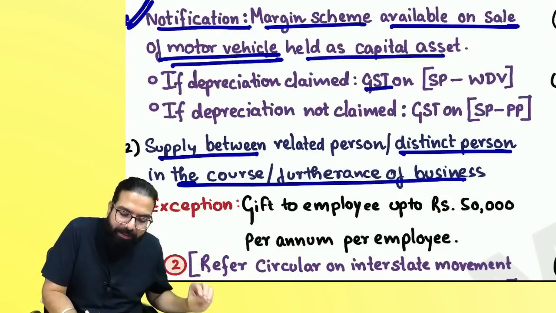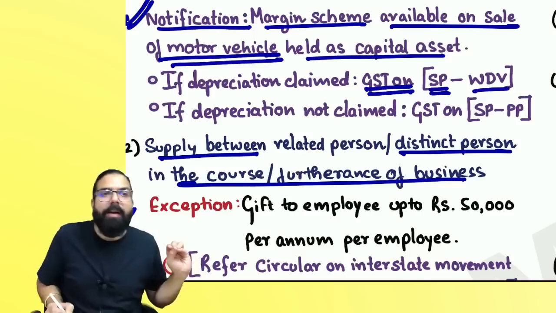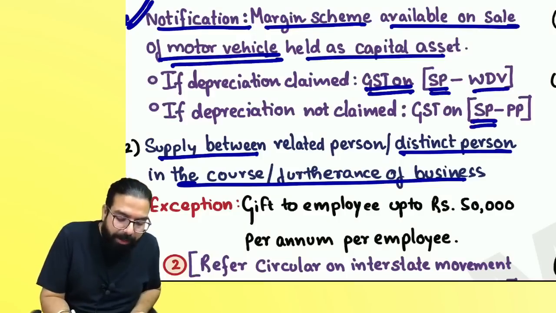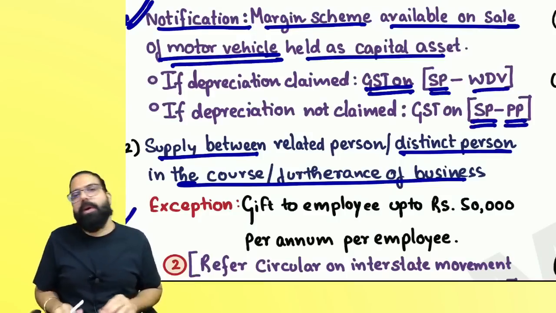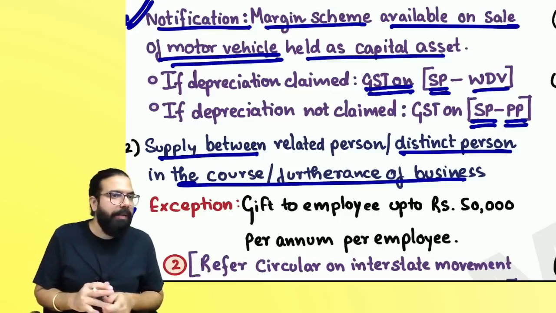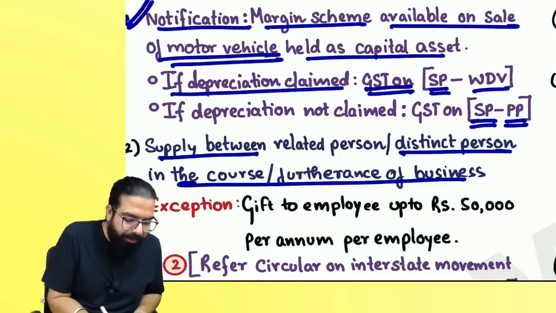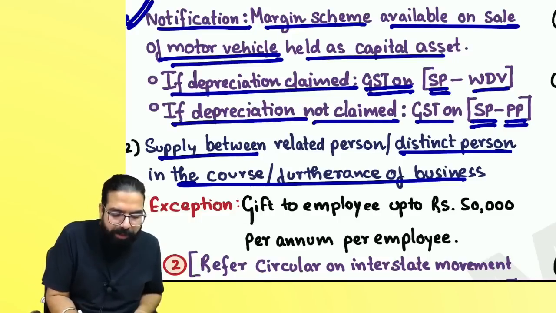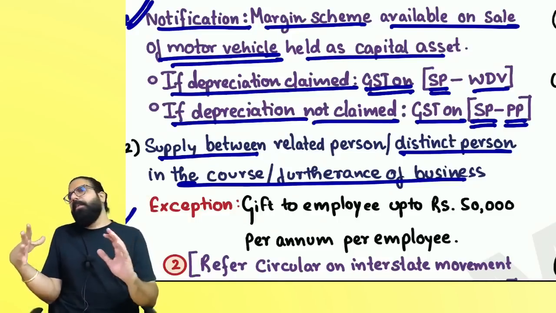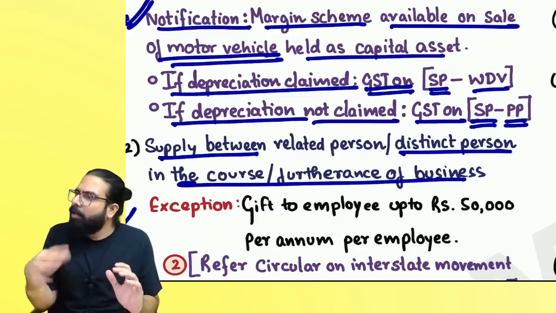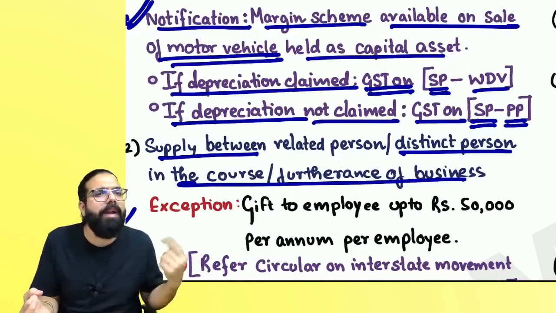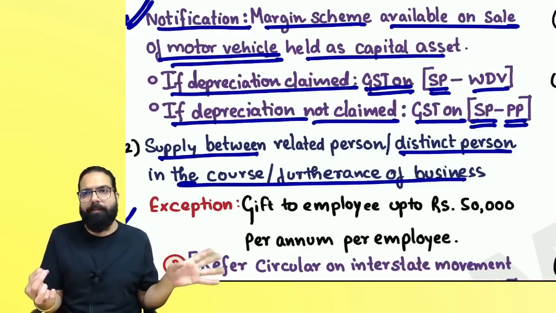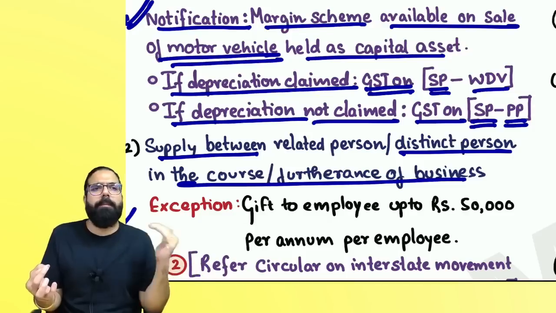You will be liable to pay GST only on the sale value minus the WDV. Sir, I'm not depreciating the car. Then in that scenario, you will have to pay GST on selling price minus purchase price. Are we clear with this point? So, sir, if depreciation is claimed, GST on selling price minus WDV. Sir, if depreciation is not claimed, GST on selling price minus purchase price. Remember one thing, if you buy a car, you don't get credit. Credit is blocked. Now, if you sell that car, you'll have to pay GST on the marginal amount, which is selling price minus WDV or selling price minus purchase price.